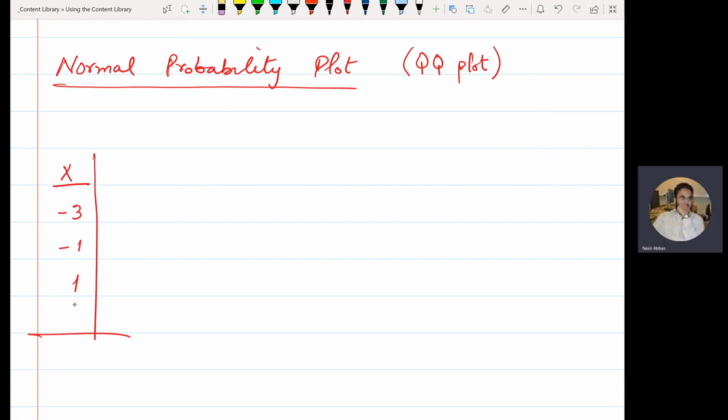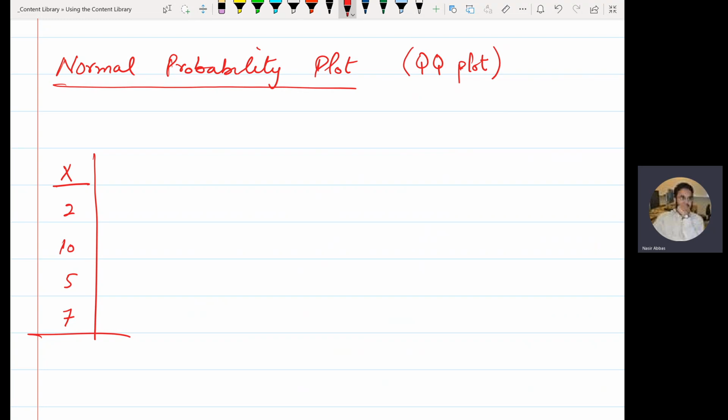So I'll not arrange it. Let me arrange and give you unarranged data. 2, 10, 5, 7. Let's say these are the 4 values. Usually 4 values are not enough to judge the normality, but I'm just going to explain the algorithm to you.